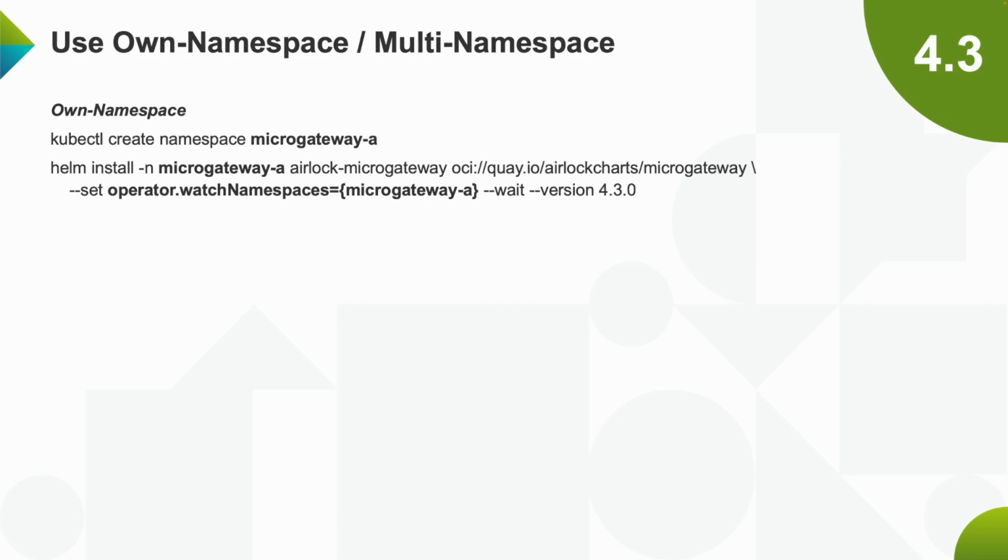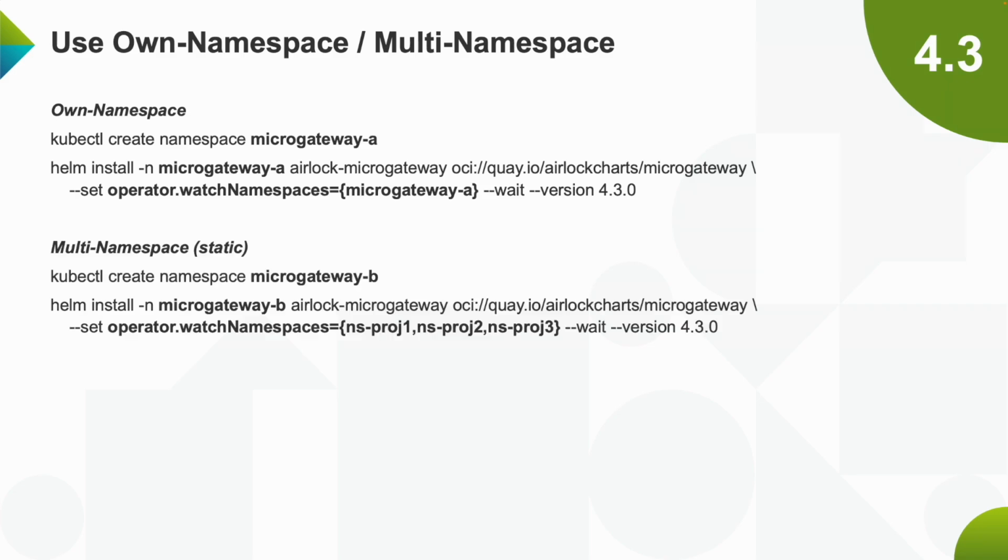As a next installation mode, we dive into Multi-Namespace static. The part in bold deploys the operator in the namespace Microgateway B and instructs that it is responsible for a certain list of namespaces.